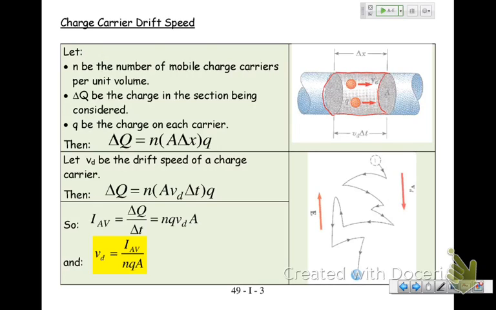We say let little n be the number of mobile charge carriers per unit volume. So what on earth does that mean? If I have a piece of wire, it's got atoms all over the place, and electrons in all of those atoms. They're not all free. The ones on the inside are pretty well tied to that atom. It's the ones on the outside that are free. Some materials don't have free ones even on the outside, like a ceramic, for example. The electrons, even in the outer shell, tend to be pretty well attached, covalently bonded, you know.